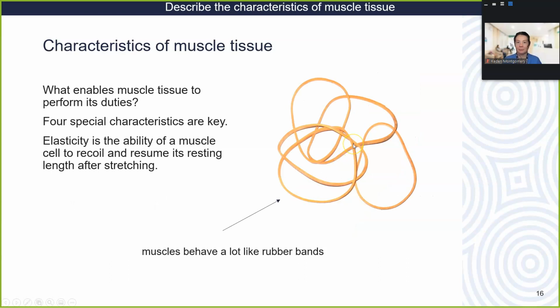Muscles work a lot like rubber bands because you can stretch them out and then they can come back and not be damaged. But you can break a rubber band. So what does that mean with regards to damaging a muscle, Keaton?